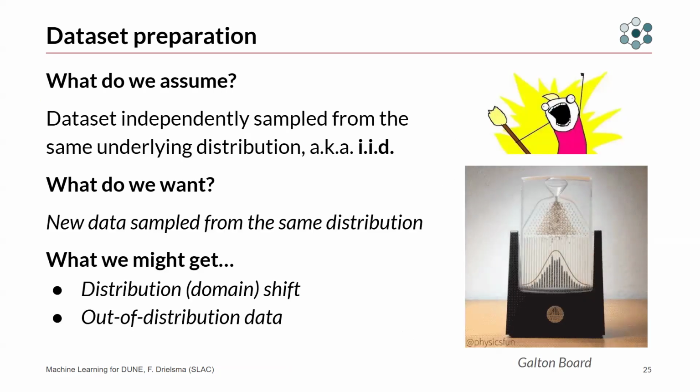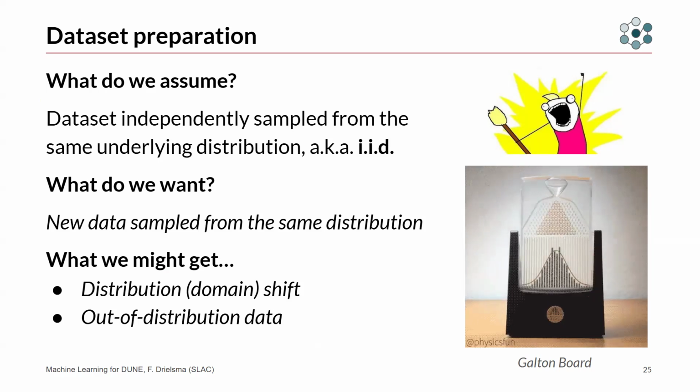Now I'm going to talk a little bit about the dataset preparation. So what we assume, that's something I've mentioned before, is that all of the samples you're looking at to train your model are sampled from one underlying distribution, right? And they are sampled independently from it, which means they're not correlated with each other. That's what we call IID. And what we want is that if we look at new examples of that distribution, they will be sampled from the same distribution, right? Because we've trained a model on a certain distribution, and we want to apply it to something that looks similar.